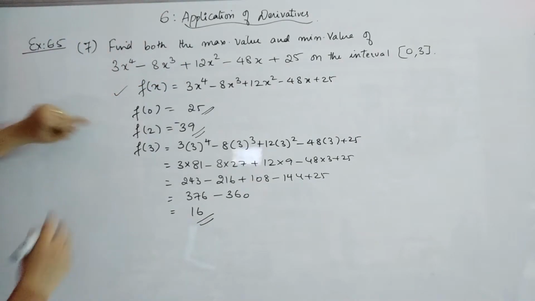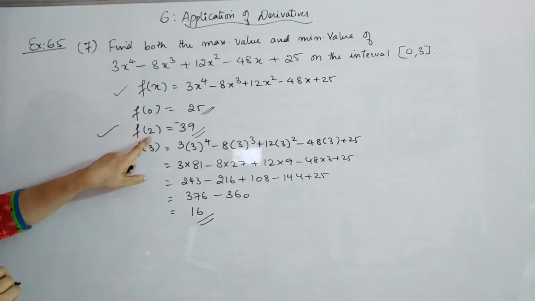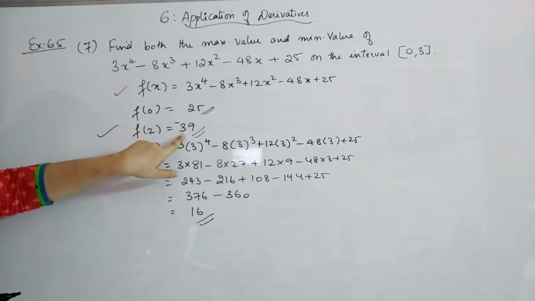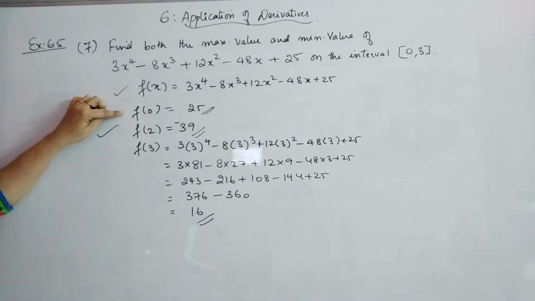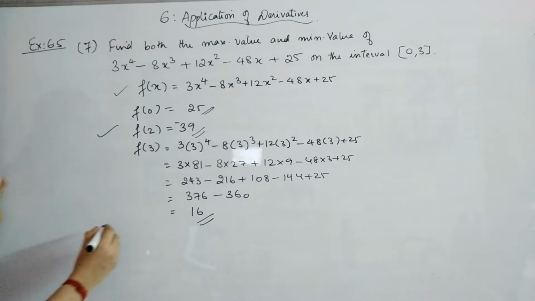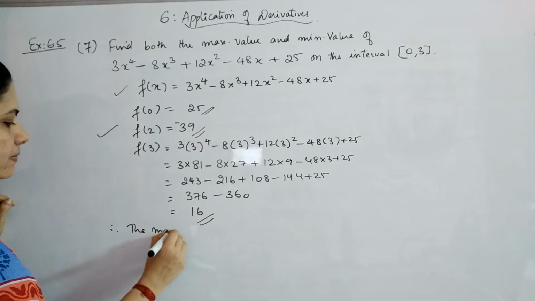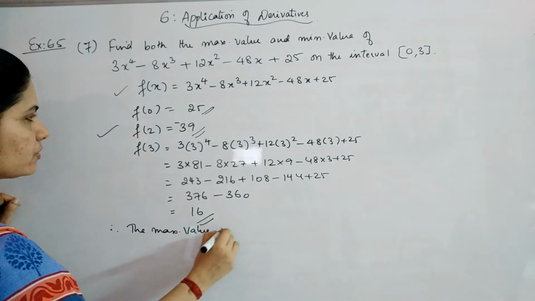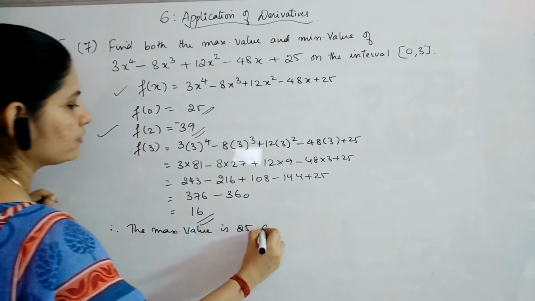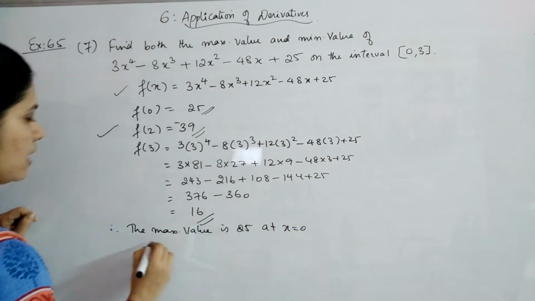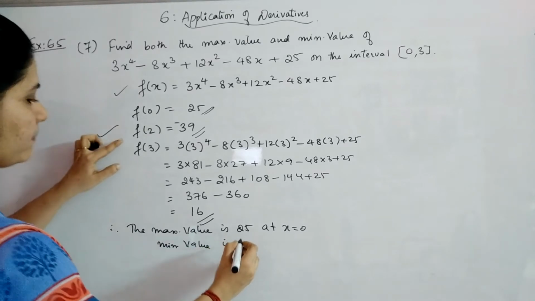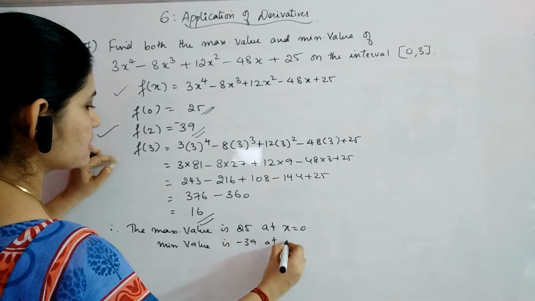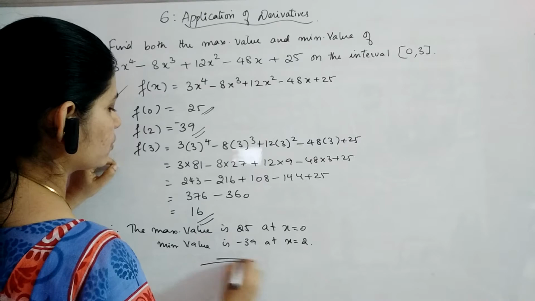Which is giving you the minimum value? f of 2, that is at x equal to 2, you are getting the minimum value as minus 39, and at x equal to 0 you are getting the maximum value as 25. Therefore the maximum value is 25 at x equal to 0 and the minimum value is minus 39 at x equal to 2.